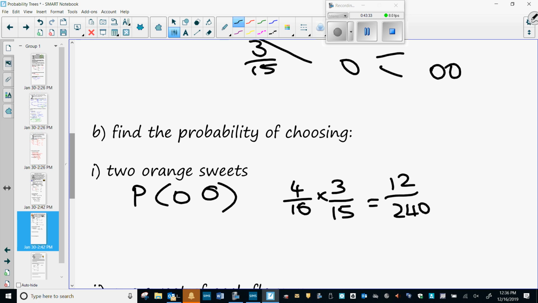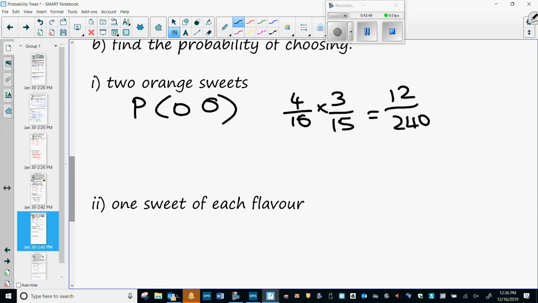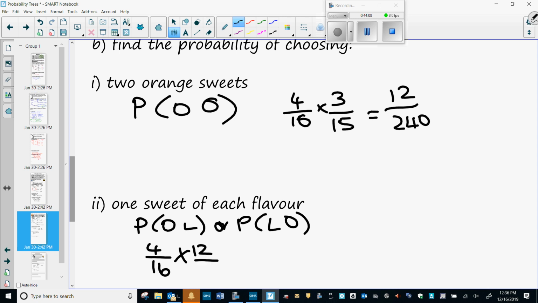Thank you. So it's 12 over 240. So we actually know that all our denominators are going to be 240, because the denominators for every single one of those options is 16 and 15. So 1 sweet of each flavour. So 1 sweet of each means orange, lemon, or lemon, orange. So that is 4 over 16 multiply, and then you add, multiply, 12 over 16, plus 12 over 16.